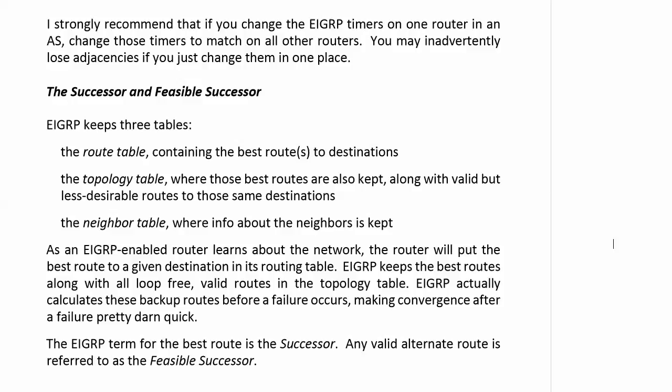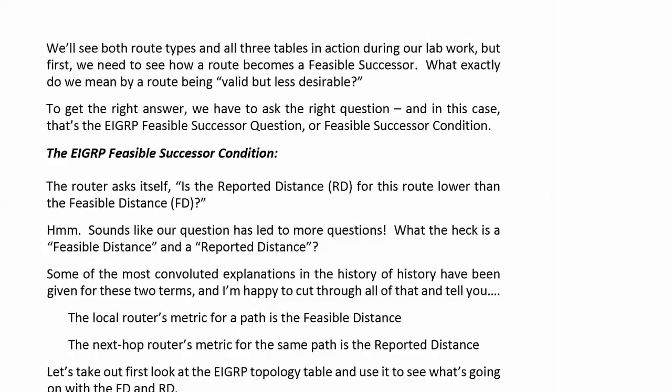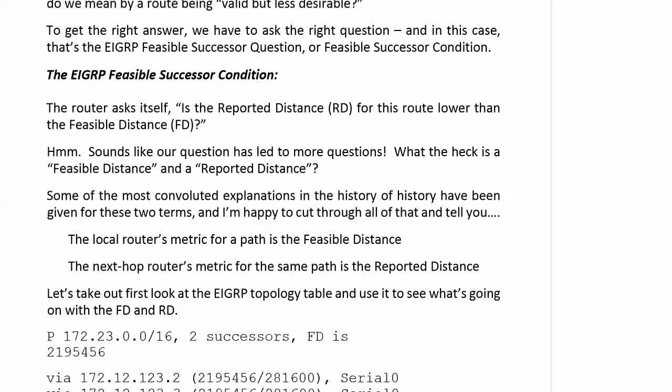So now we've got three different ways that I have described this feasible successor. I've described it as valid but less desirable, as loop-free and valid, and as valid and alternate. So the word valid keeps popping up here, but what makes a route valid but less desirable? Well, in networking, as in life so often, we just have to ask the right question, and in this case, that question is the EIGRP feasible successor question, which is technically called the feasible successor condition.